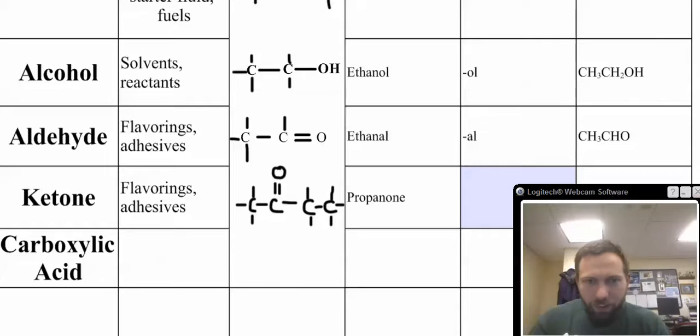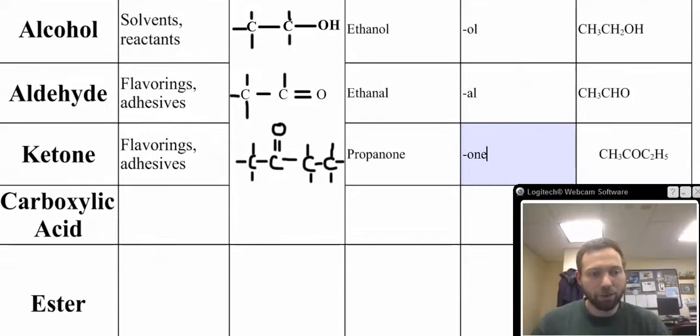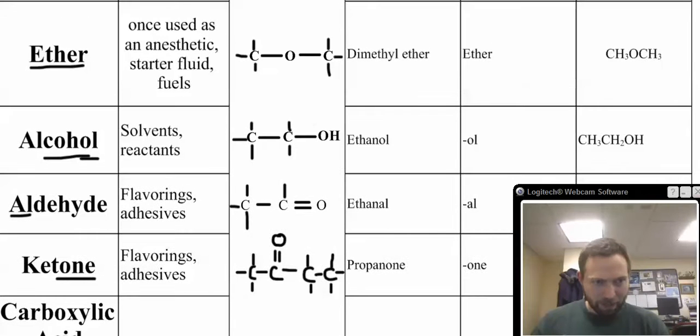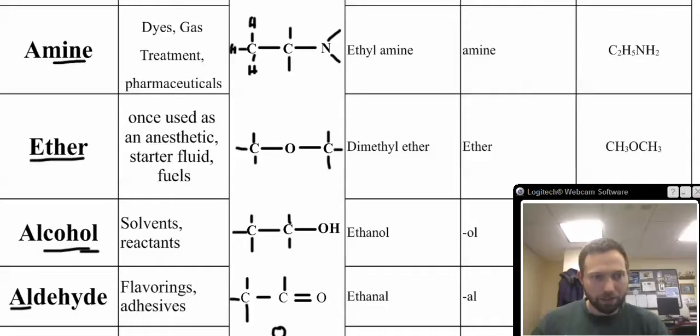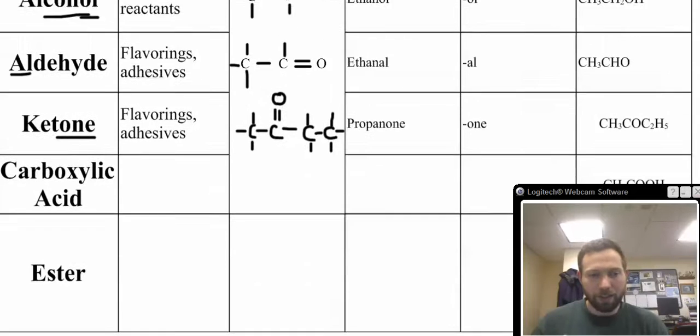Oh, it was missing. And then so it's an ONE ending. So ONE for ketone. Right, that kind of makes sense. Right, we have ketone here. Aldehyde has Al, right? Alcohol has OL at the end. Ether is just its actual name, ether, and amine is just its actual name, amine, to name them.